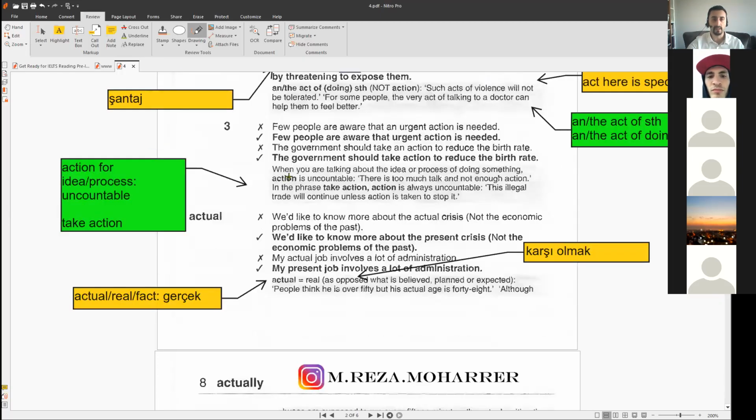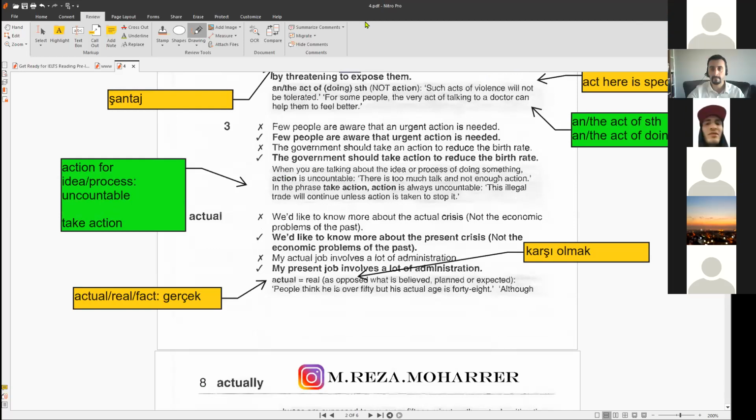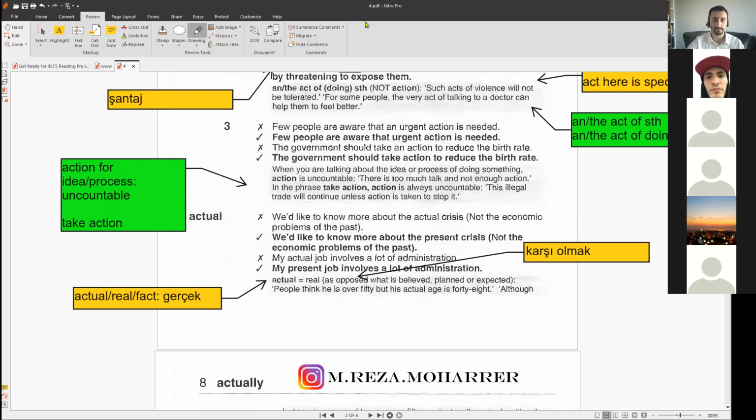Number 3, act number 3. I'm looking for a volunteer, ladies or gentlemen. Strong ones also. I see one hand, Bouquet, please. Few people are aware that an urgent action is needed. Few people are aware that urgent action is needed.